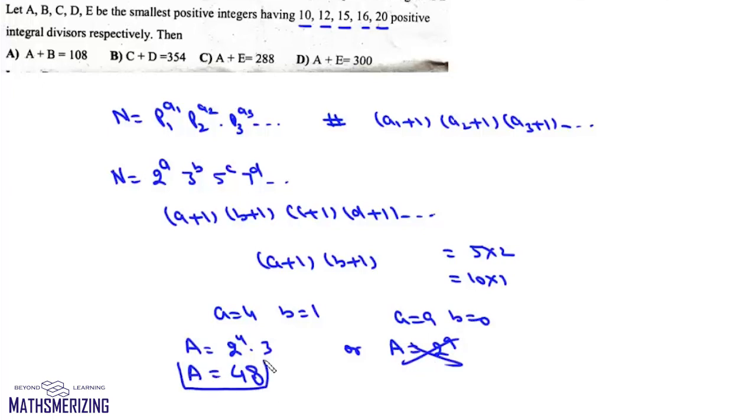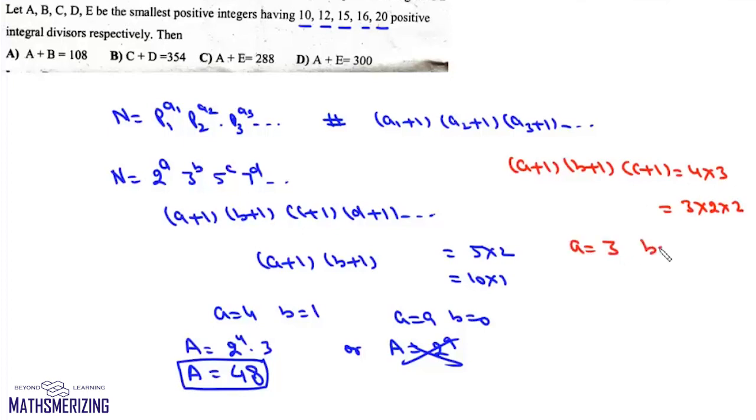So value of A is 48. Now for 12 we can write (A plus 1)(B plus 1)(C plus 1), and it will be either 4 into 3 or 3 into 2 into 2. Now we take them as 4 into 3, then A is 3 and B is 2. In this case, this B will be 2 cube into 3 square, which is 9 into 8, 72. Or the second case where A is 2, B is 1 and C is 1.